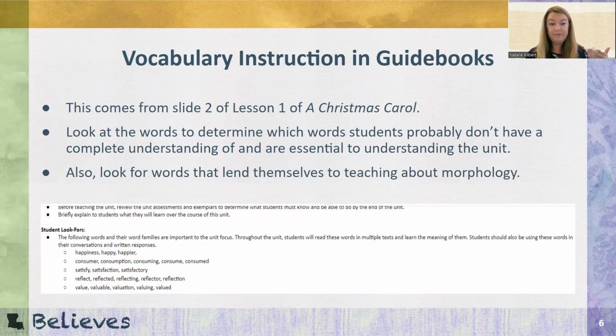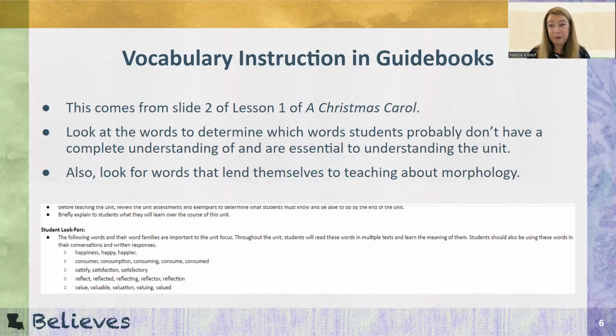But even then, looking at happy and happier and happiness, most of my kids pretty much knew about that. At the very least, when I'm going through the unit, I might make it a teachable moment and say, oh my goodness, he's so happy again here. What does that really mean? I might not need direct and explicit instruction on that word, right? But I'm going through the list.